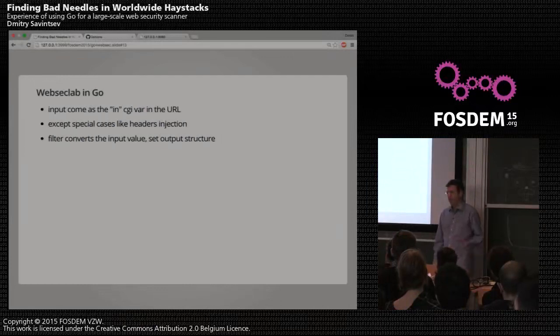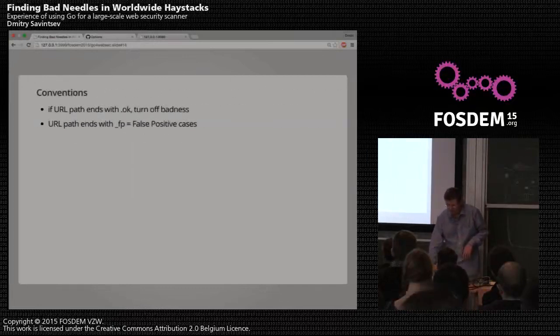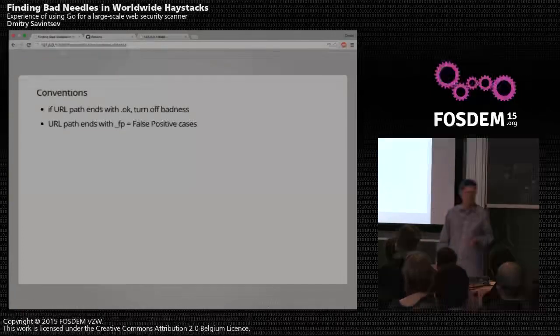In Go, there's a convention that the input comes as the CGI variable, so that you keep it the same, except for special cases. There are filters that convert the input value. I'll show the code. And there are some conventions: if it ends with .ok, then we turn off badness, and I'll show how it actually uses a Go feature for this. And if it ends with underscore p, then it's a false positive. That's another thing that you have to check a lot with the scanner.